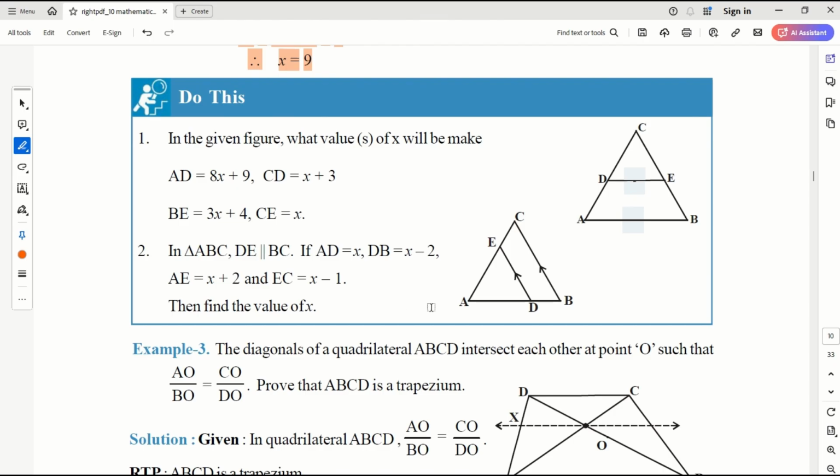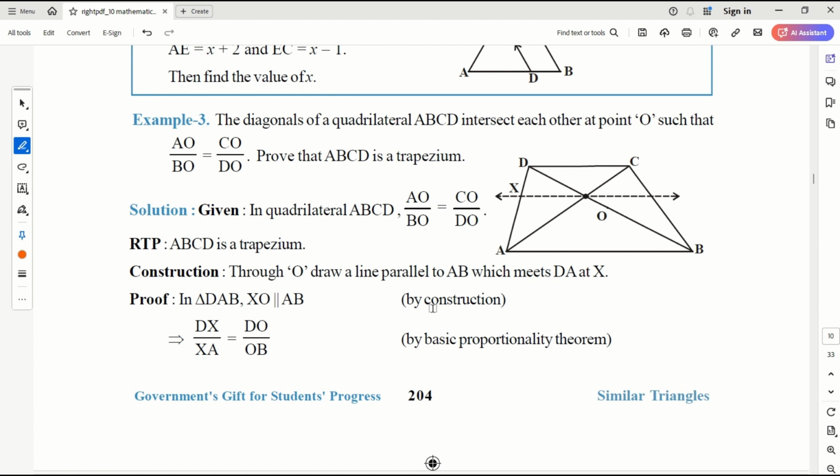Now let's go back to the lesson here. Some more examples are there to the exercise 8.1. Okay, the diagonals of quadrilateral ABCD intersect each other at a point O. Diagonals AC and DB are intersecting at O, such that AO by BO equal to CO by DO. Prove that ABCD is a trapezium. That means DC is parallel to AB. That's what we have to prove.